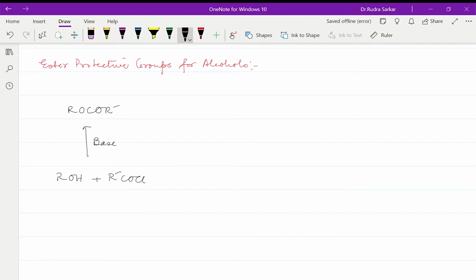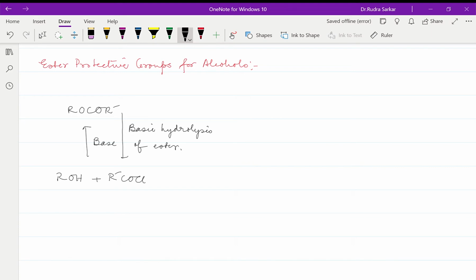And for the deprotection to the alcohol, we can simply think of the use of basic hydrolysis of an ester.